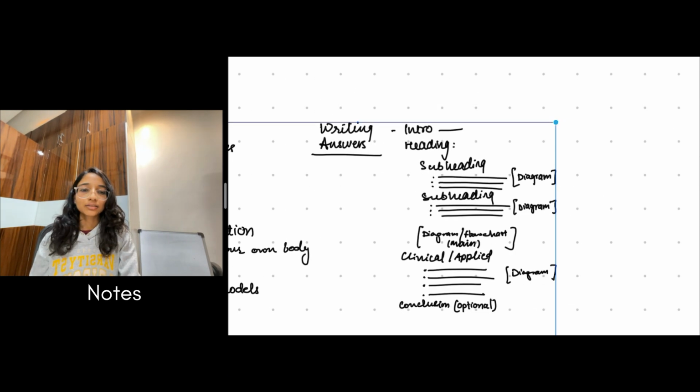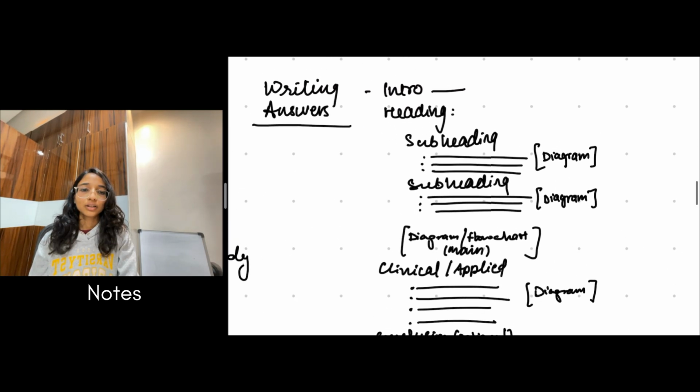If you're writing answers, this is how you go through it. You have your introduction, you have your heading, subheading, whatever diagram goes with it, whatever flowchart goes with it. You have to always write your clinical, because these fetch marks and those are important. If a diagram is possible, then the conclusion, and that is optional. Now, I'll show you my notes.